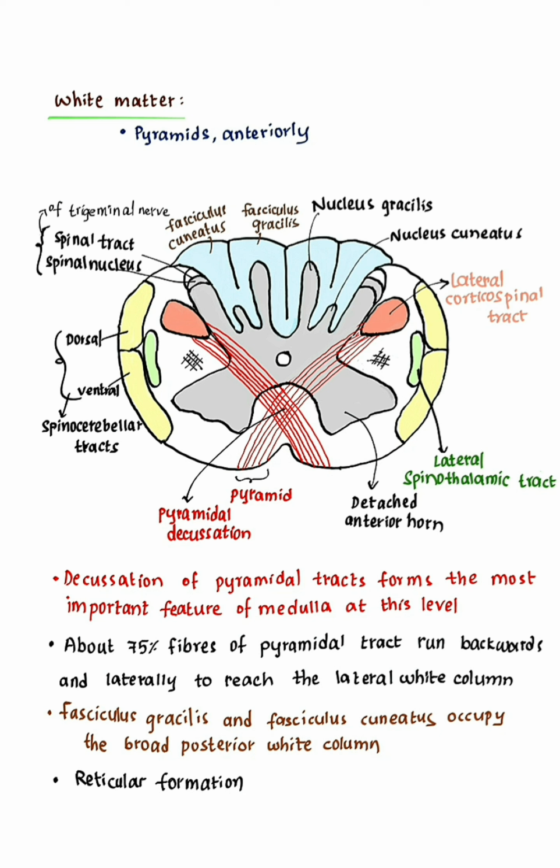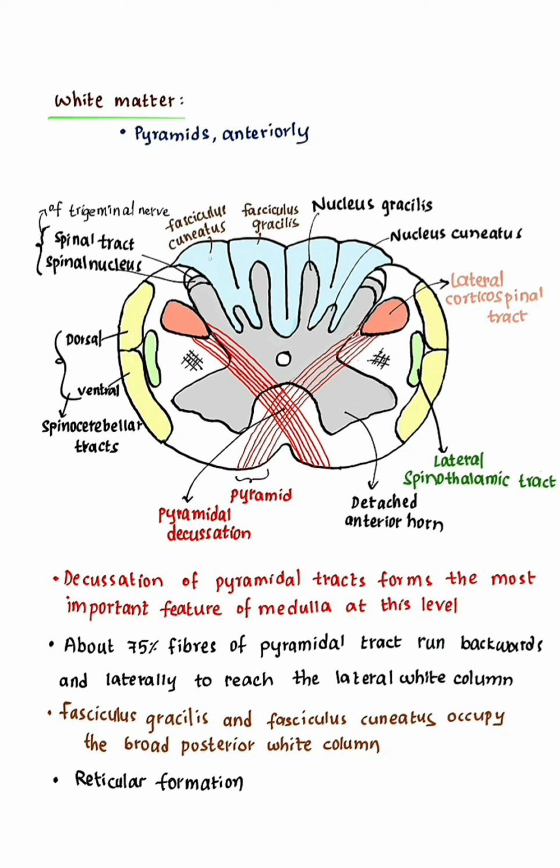Pyramids present anteriorly. Decussation of pyramidal tracts forms the most important feature of medulla at this level. About 75% of the pyramidal fibers run backwards and laterally to reach the opposite lateral white column. They continue down as lateral corticospinal tract.